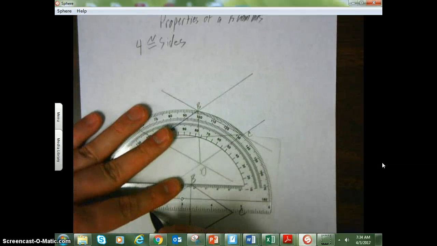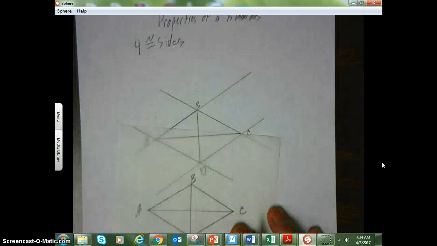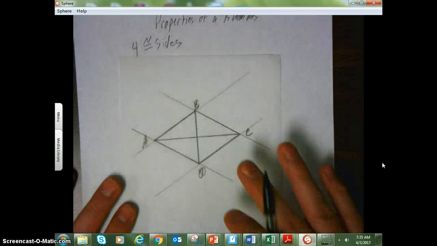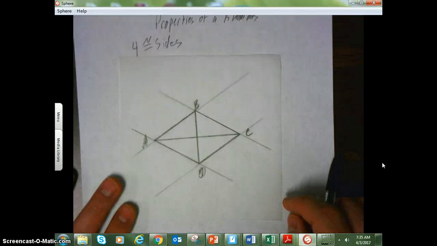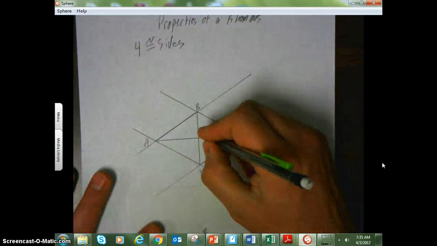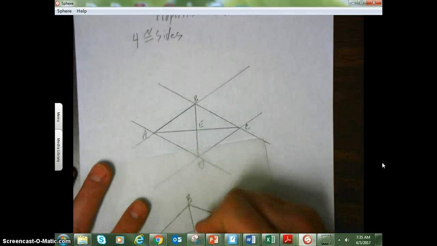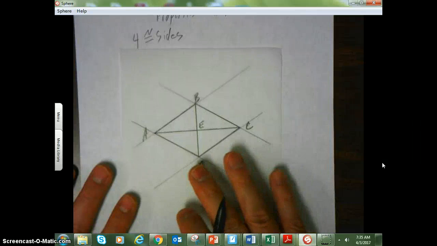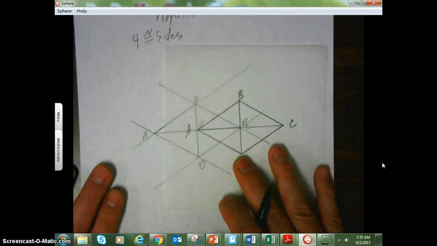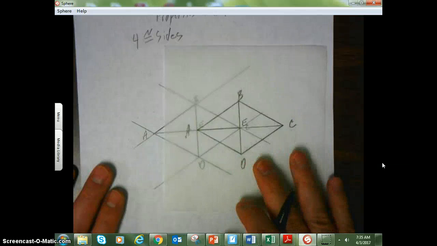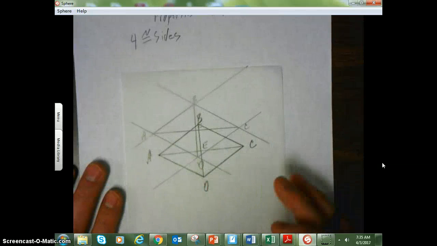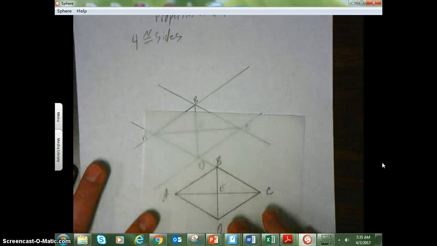And again, if you don't have patty paper, you can still do all this stuff, compare angle measurements and side lengths and whatnot, with your compass and your protractor. And I'm going to label this point here E. Now again, because it is a parallelogram, the diagonals bisect each other. So we can see AE and CE, those are the same. And we can see that BE and DE, those are the same. It's real easy to see with the patty paper. That's why I'm doing it.